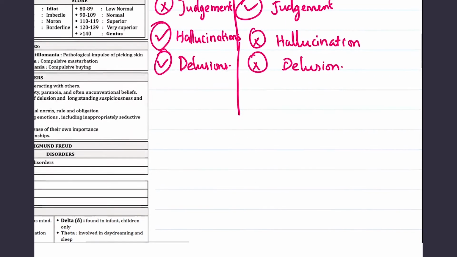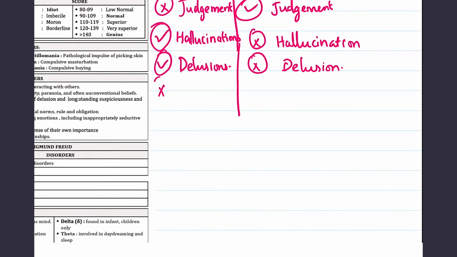In the case of psychosis, the patient's personality will be impaired. In the case of neurosis, the patient's personality will be preserved.